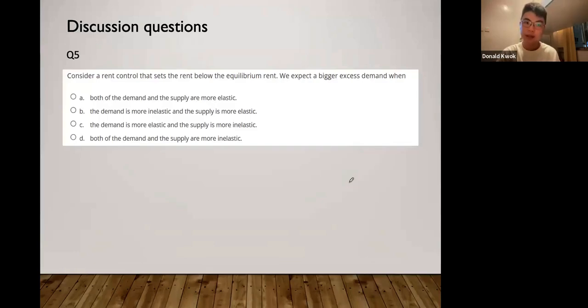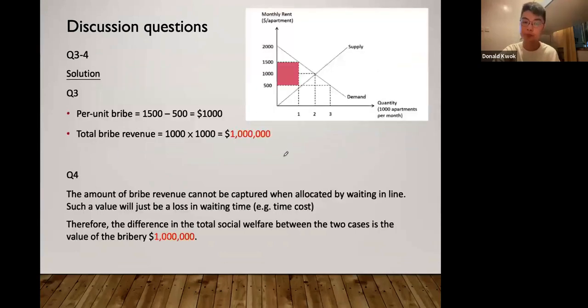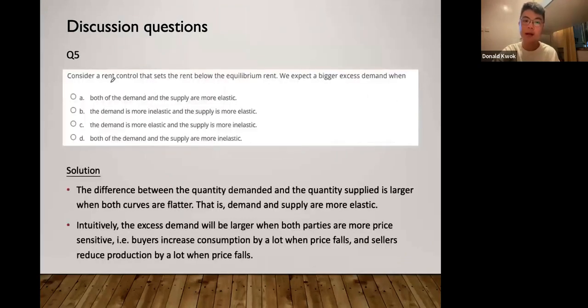So if the gap between the QD and QS is larger, then we will expect a bigger excess demand. So this is why when the demand and supply are both more elastic, then we'll expect a greater gap between QD and QS, and thus a greater excess demand. Okay, so this is how we can understand this intuitively, and it's also put down in words here.